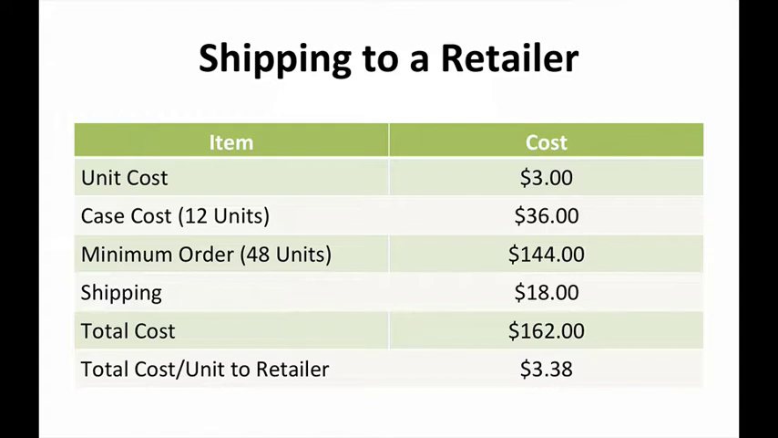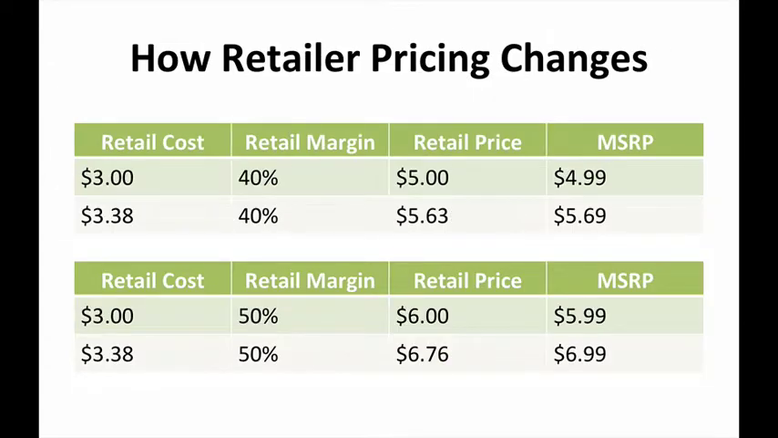So what you initially planned for in the last class is going to be a little bit higher. You were working just off of unit cost. You weren't including freight. The freight's an additional cost that you tack on. So now you've got $3.38 a unit. Let's see how that impacts your price.